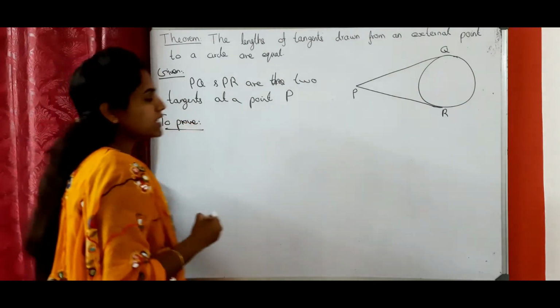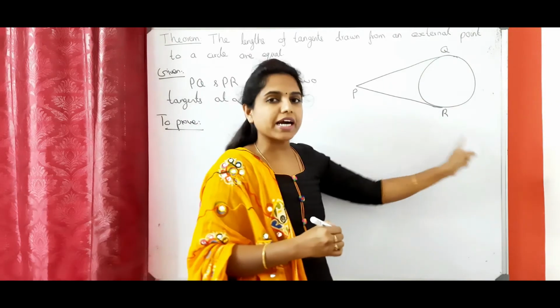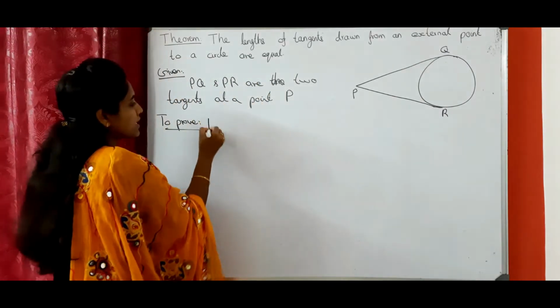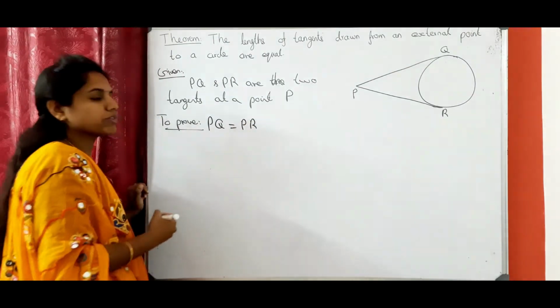Next, what we need to prove? We need to prove that the lengths of the tangents are equal. That means PQ equals PR. We have to prove that. So I am taking PQ equal to PR. We need to prove that PQ equals PR.